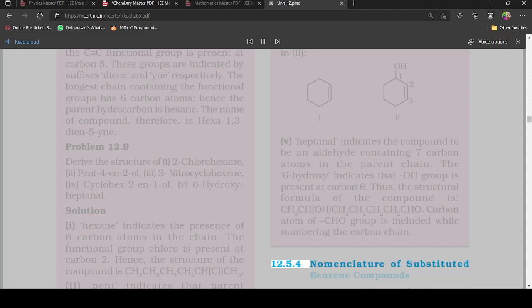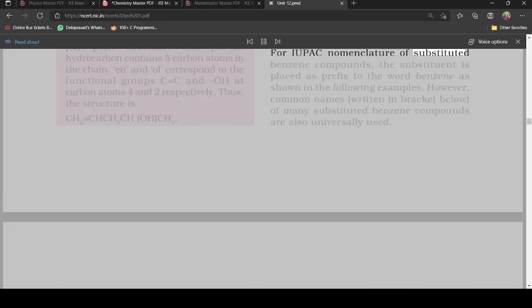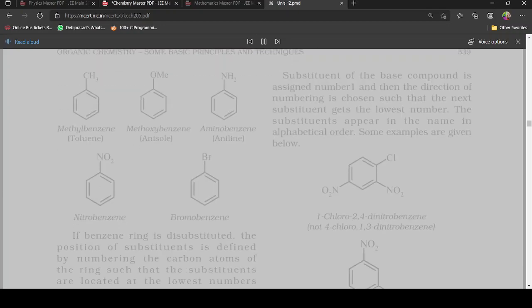Nomenclature of substituted benzene compounds. For IUPAC nomenclature of substituted benzene compounds, the substituent is placed as a prefix to the word benzene as shown in the following examples. However, common names, written in brackets below, of many substituted benzene compounds are also universally used.